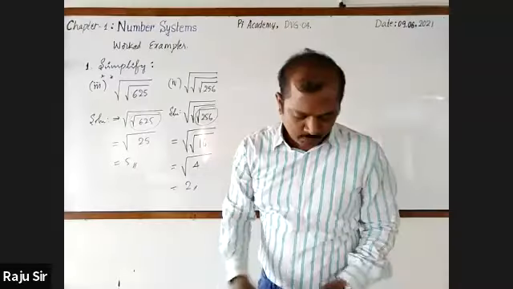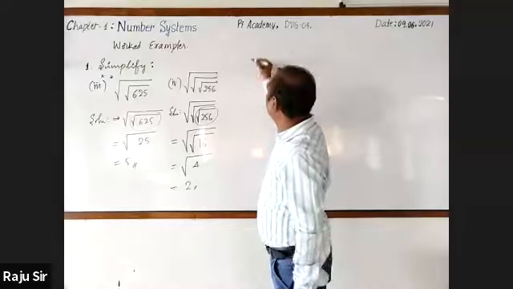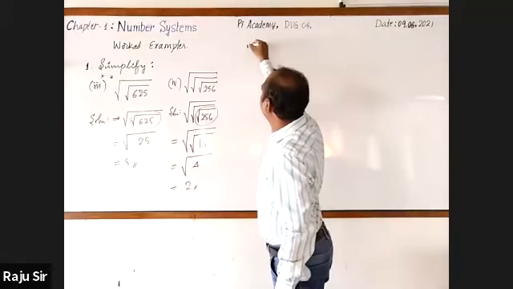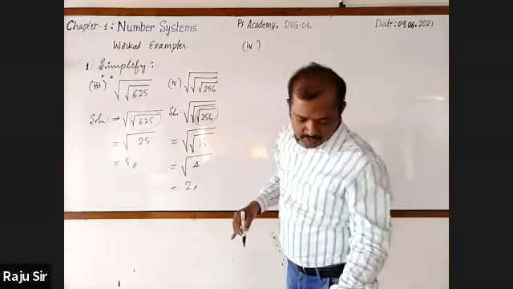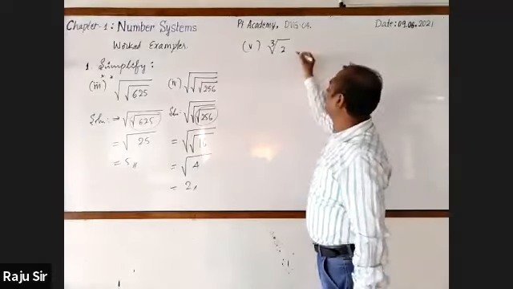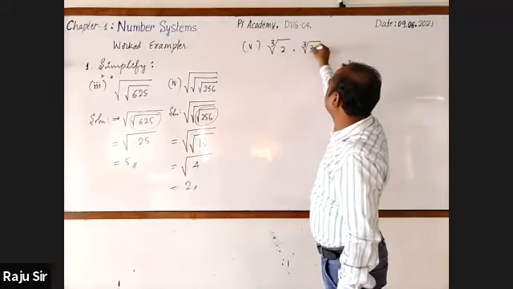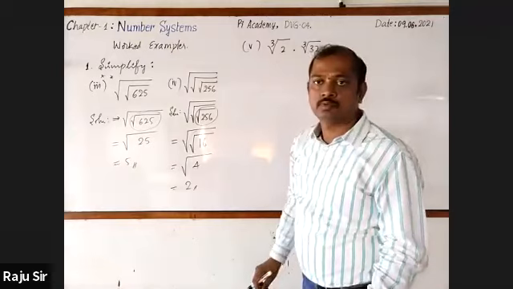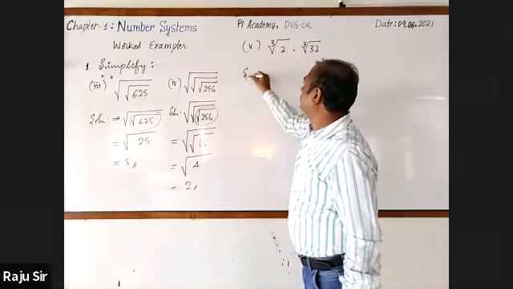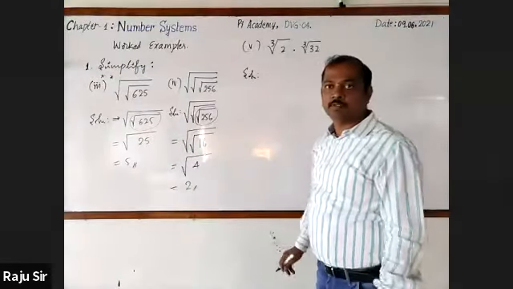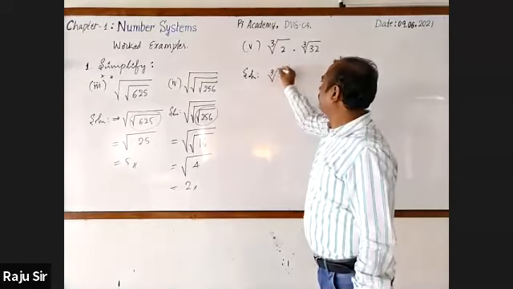Next, the fifth one. Cube root of 2 into cube root of 32. It should be solved. Write it with me: cube root of 2 into cube root of 32. Sir, the answer is 4.